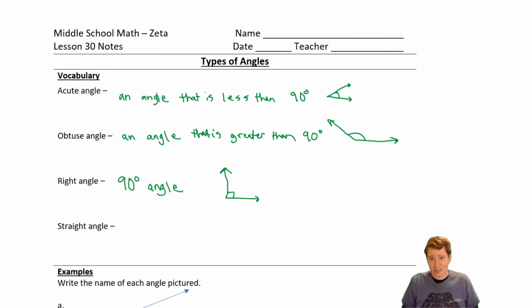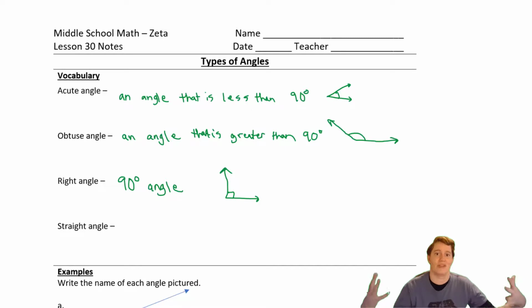How is that related to being greater than 90 degrees? Well, an obtuse angle might be difficult because it thinks it's better than 90 degrees. It thinks it's greater than 90 degrees. It's kind of pushing it a little bit, but hey, do what we can to remember these words.